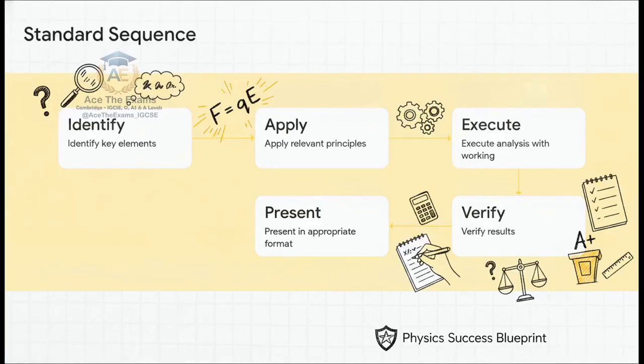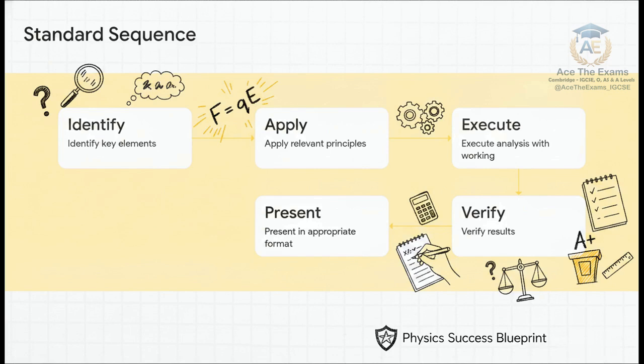To systematically process these complex exam problems, you must always use this standardized 5-step sequence. It starts with identifying key elements and ends with appropriate presentation. Let's break this down into a highly tactical, foolproof process. I call this the physics success blueprint.